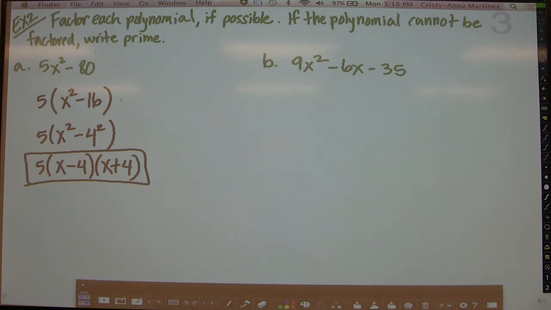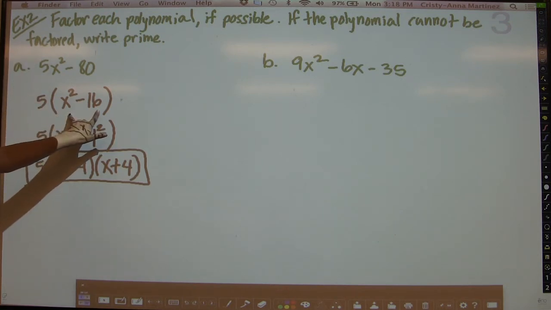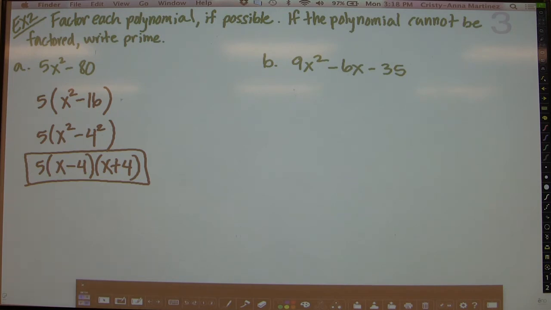So in this case, we didn't recognize the pattern here, but when we factor out the 5, then you can see the pattern of the difference of 2 squares and then factor it further. So in part B, we're looking for the same thing. We're trying to see if we can pull anything out.